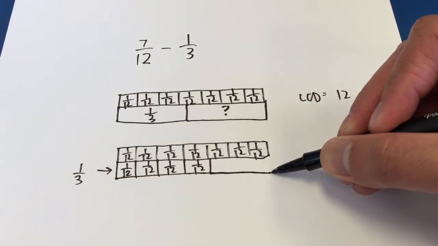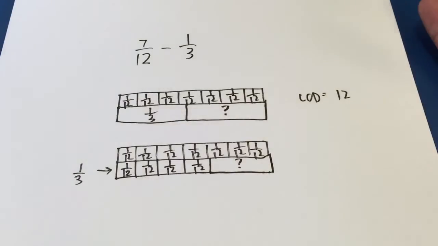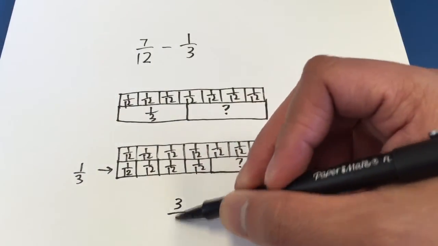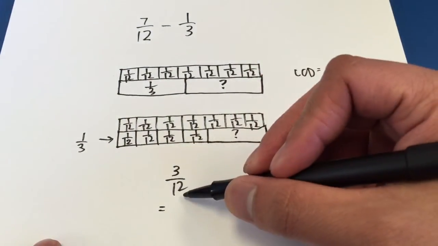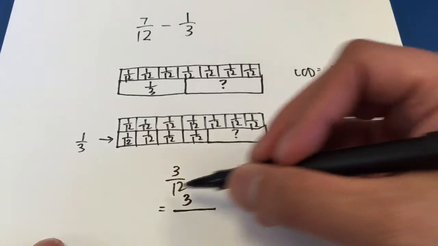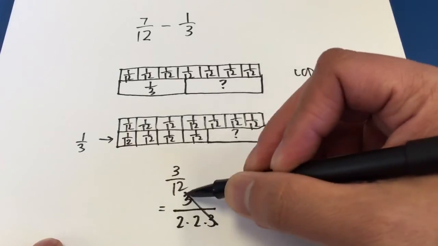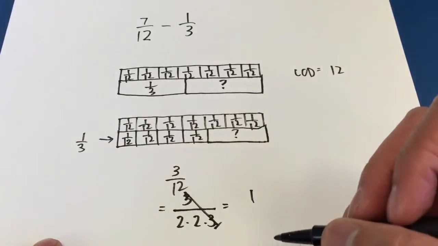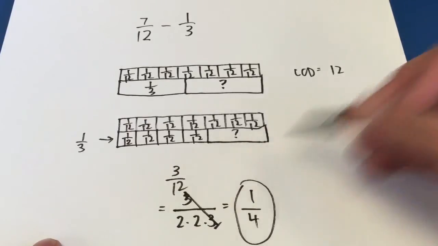And the difference between 7 12ths and 1/3 would be this bar here. And how many 12ths is that? I have 1, 2, 3 12ths. So my answer is 3 12ths, but I have to simplify it. So 3 is prime, 12 is 2 times 2 times 3. Find my equivalent form of 1. What I'm left with is 1 as my numerator, 2 times 2 times 1 is 4. So my answer is 1/4.